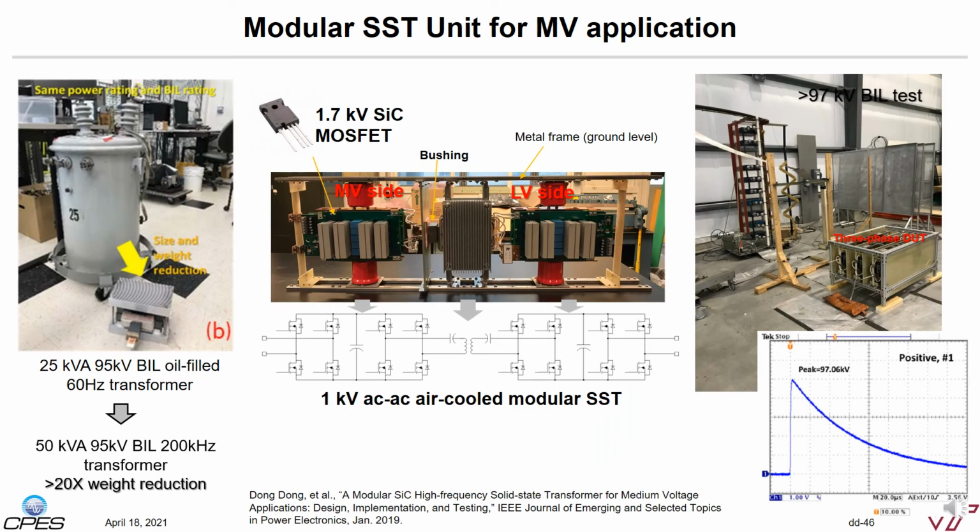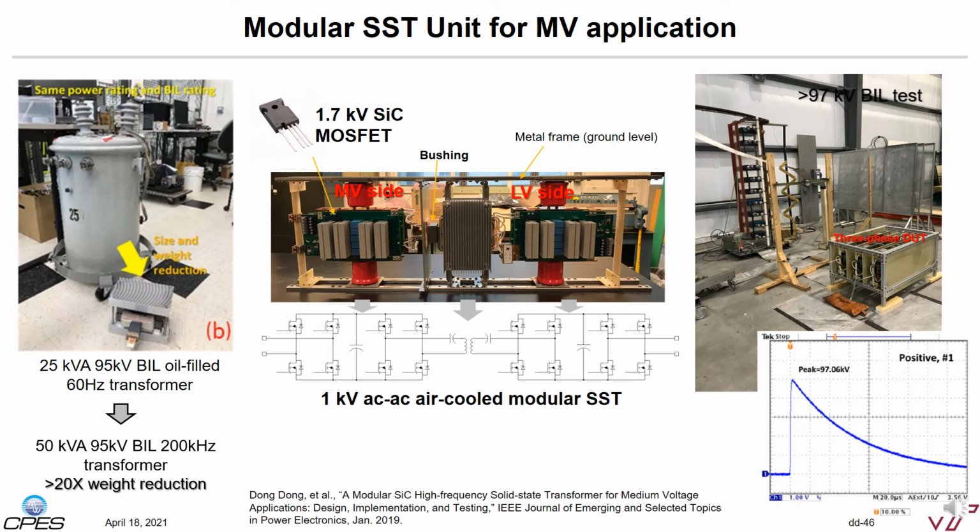This page shows multiple pictures of the fabricated high-frequency transformer, as well as the modular solid-state transformer unit. On the very left-hand side, it shows a 25 kVA 95 kV BIL level, oil immersed 60 Hz distribution transformer that can be easily found outside, and our 50 kW 200 kHz air-cooled transformer with the same BIL level. It clearly shows the size and weight reduction. The weight reduction can be over 20 times better.